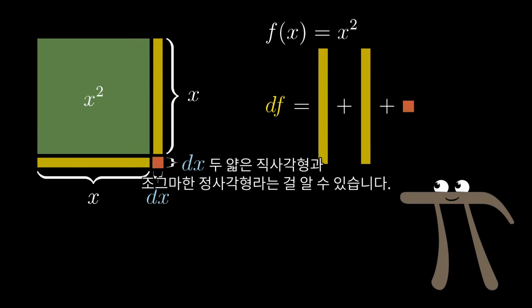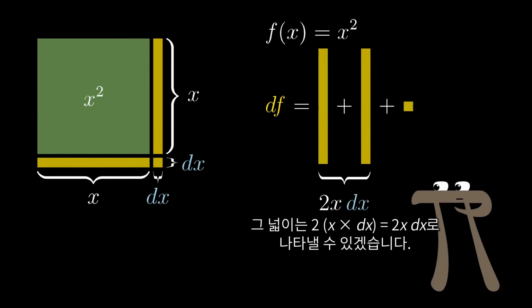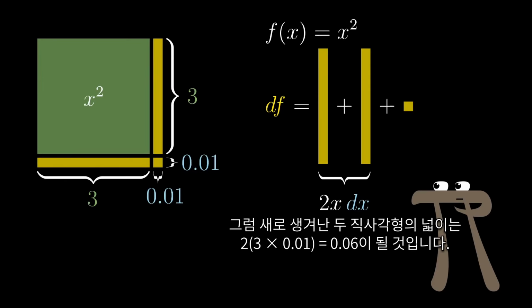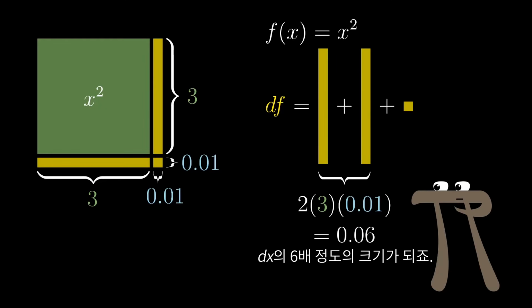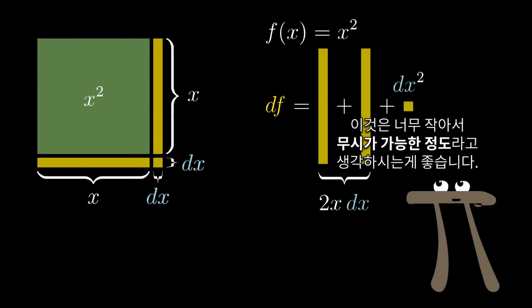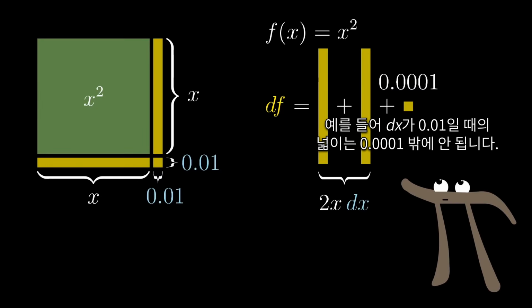The 2 thin rectangles each have side lengths of x and dx, so they account for 2 times x times dx units of new area. For example, let's say x was 3 and dx was 0.01, then that new area from these 2 thin rectangles would be 2 times 3 times 0.01, which is 0.06, about 6 times the size of dx. That little square there has an area of dx squared, but you should think of that as being really tiny, negligibly tiny. For example, if dx was 0.01, that would be only 0.0001.